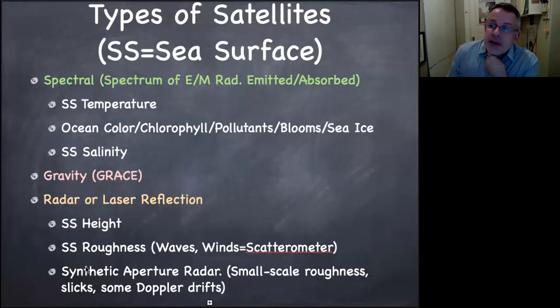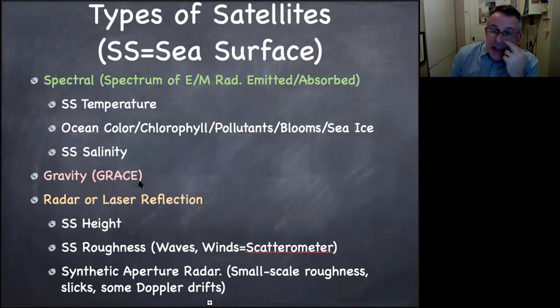Okay, another thing to measure about the ocean is looking at things from satellites. So we can measure the sea surface temperature. And this is done with electromagnetic radiation emitted or absorbed by the surface. Ocean color, which can be used to estimate chlorophyll, pollutants, blooms, sea ice. Sea surface salinity actually has a signature, enough of a signature that you can measure it from space. You also can measure gravity from space by putting two different satellites, one behind the other, and measuring the distance between them very carefully. This is called the Gravity Recovery and Climate Experiment.